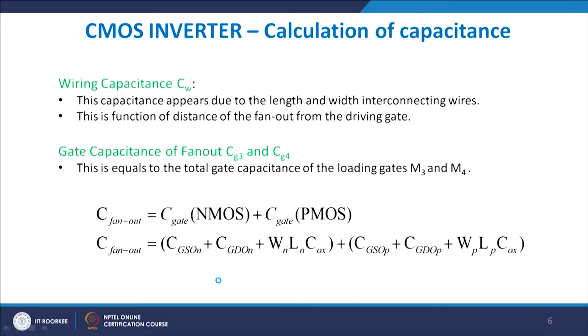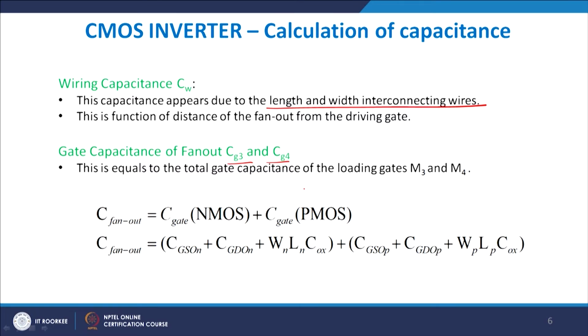Now, the wiring capacitance, as I told you, is due to the length and width of interconnecting wires, and it also depends upon how many fan outs there are. So, if your fan out is 4, then there will be 4 wires typically emanating from the driver device onto the driven device, and that will add up to the wire capacitance there. So, the larger the length, the more will be the capacitance.